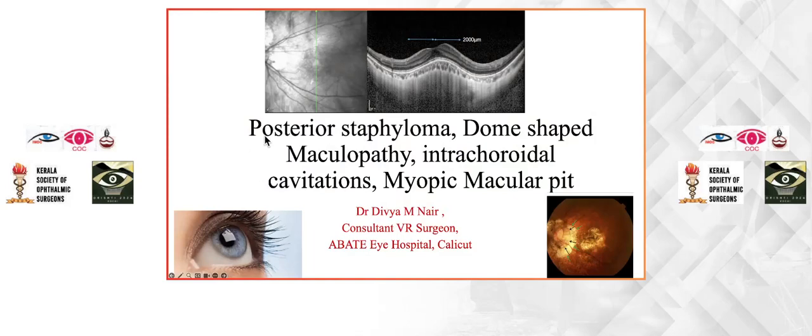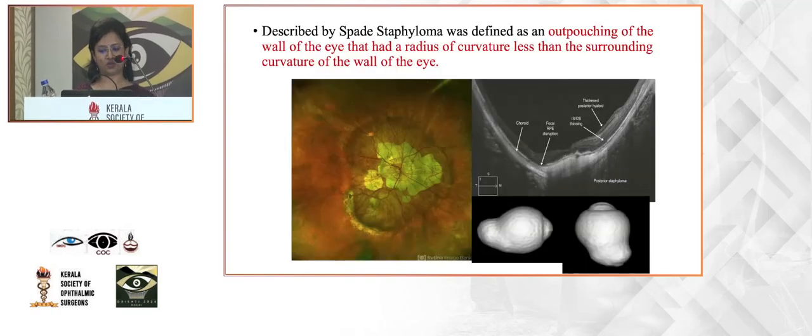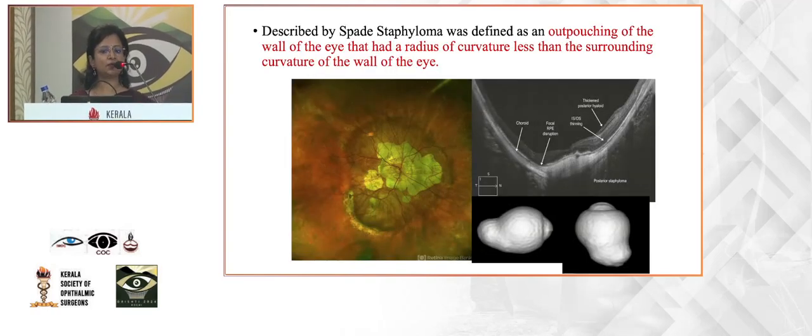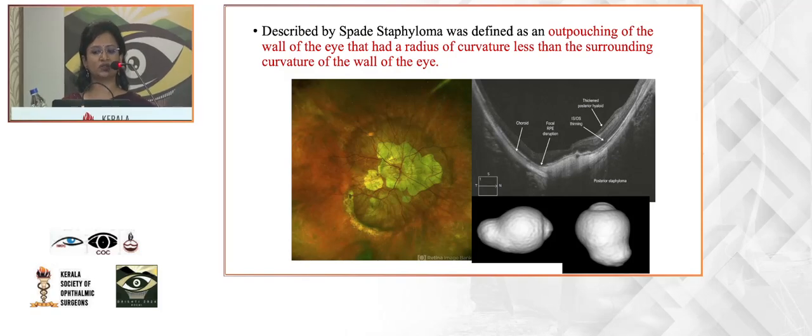So these topics given to me are all structural changes which are seen along with pathologic myopia. So first is posterior staphyloma, and posterior staphyloma is considered to be the hallmark of any pathologic myopia. It was described by Spade as an outpouching of the wall of the eye that has a radius of curvature less than the surrounding curvature of the wall of the eye.